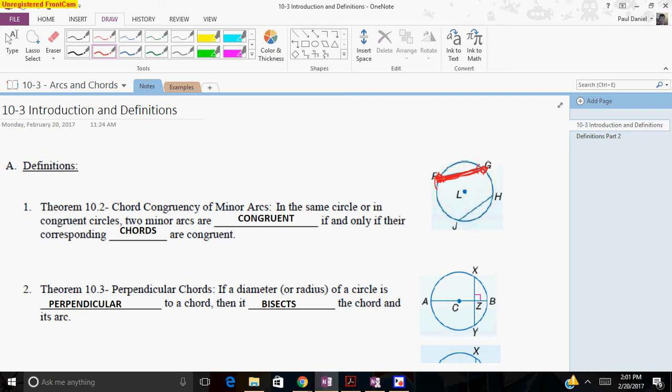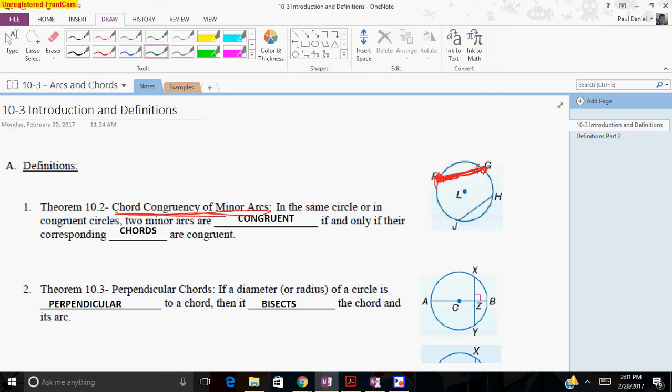So the first theorem in this section is about chord congruency of minor arcs, and pretty straightforward. Nothing that I think is going to really wow anyone here. If we're in the same circle or in congruent circles, two minor arcs are congruent if and only if their corresponding chords are congruent. So let's look at this.